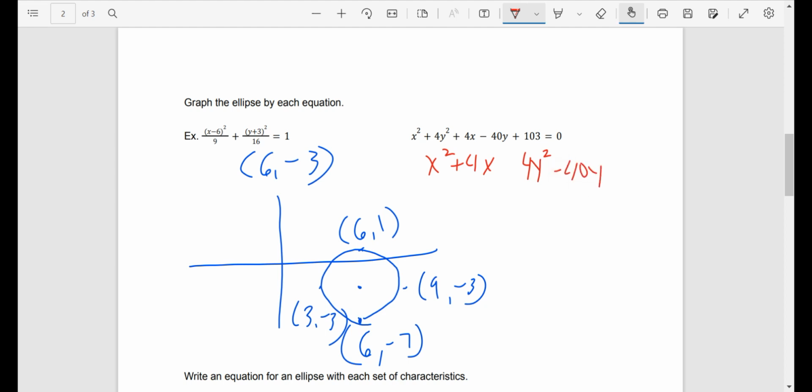And I'm going to subtract the 103 to the other side. Now we got to do something, if you remember, called complete the square. So divide that value by 2 and square it. So 4 divided by 2 is 2. 2 squared is 4. So I'm going to add 4 to both sides. That's going to give me negative 99 over here.